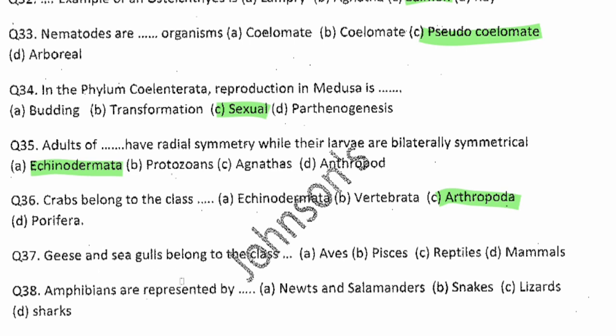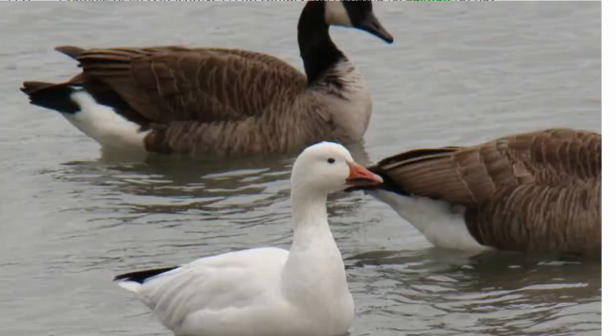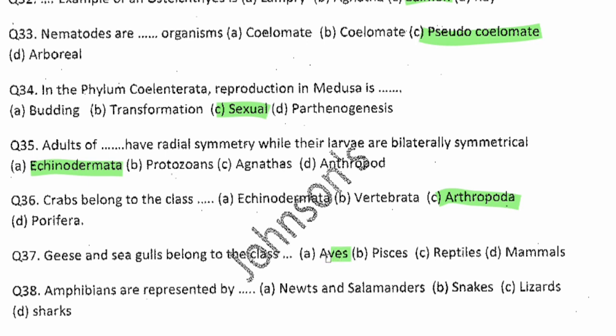Geese and seagulls belong to the class dash. That's question 37. The answer is Aves. You know these things are birds, right? Geese and all those things, they are birds, and birds are classified as Aves.